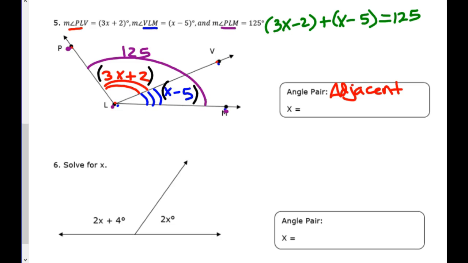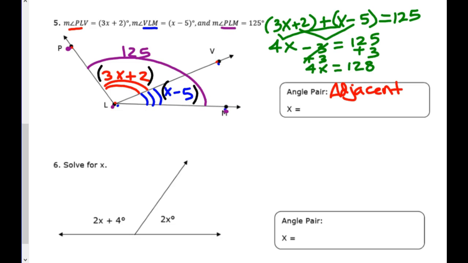And what do we do with all those terms on the left side? Combine like terms. 3x plus a 1x, 4x, and positive 2 minus 5, negative 3 equals 125. 2-step problem. We got to get rid of our loner first, which is minus 3. We're going to add 3. 4x equals 128. Last step is to divide by the coefficient. X equals 32. Okay.